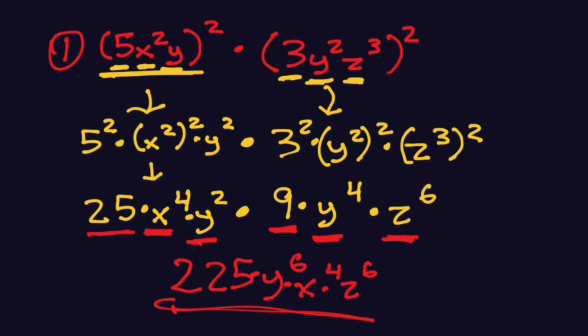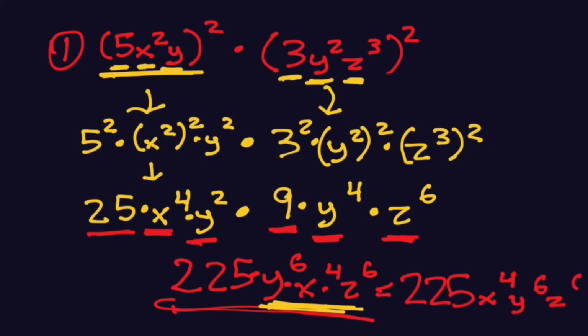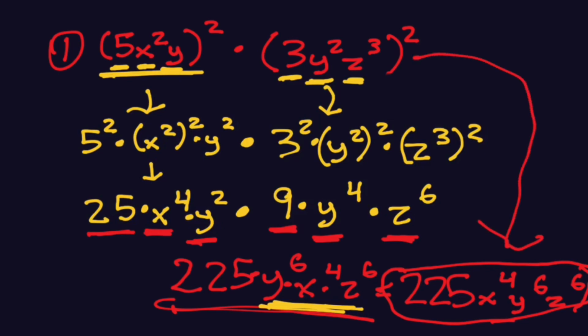So when you have a final answer, the number is always going to go first. So we have that correct. 225 is always going to be first. But your letters should be in alphabetical order. So this goes Y, X, Z, whereas it should be X, Y, Z. So I'm just going to change this to 225 times x to the fourth. Here, let me just change the color back to red. So 225 times x to the fourth times y to the sixth times z to the sixth. So this is going to be our final answer. Using our exponent properties, we've converted this equal to this. So that is going to be our answer for question number one.